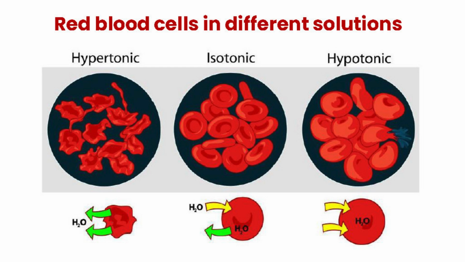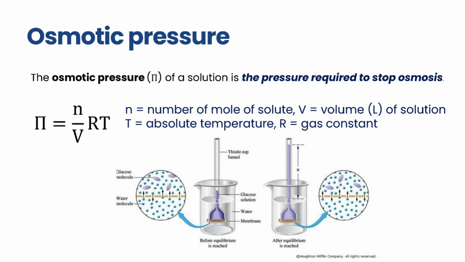The sources mention things like red blood cells behaving differently depending on the solution they're in. That's osmosis in action. And osmotic pressure. That's the pressure you'd have to apply to the more concentrated side to stop that net flow of solvent, to counteract osmosis. There's a formula for it too, looks a bit like the ideal gas law. Pi equals moles over volume times R times T. So it depends on the concentration and temperature.